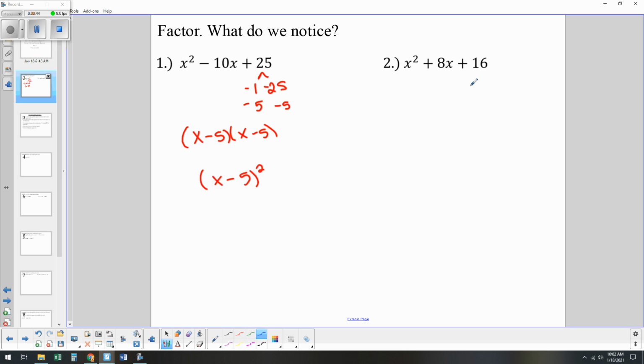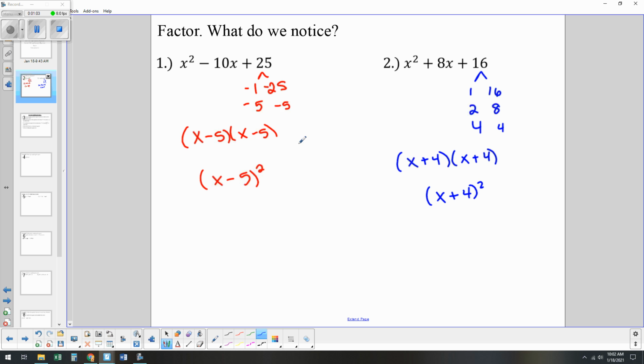And if I look at the second one, I'm looking for what multiplies to 16 and adds to 8. So either 1 and 16, 2 and 8, or 4 and 4. 4 plus 4 is 8. So this is x plus 4 times x plus 4, or x plus 4 squared.